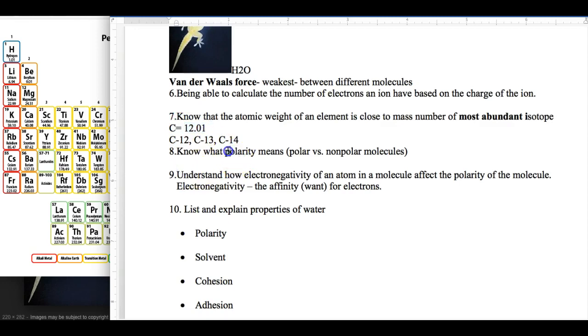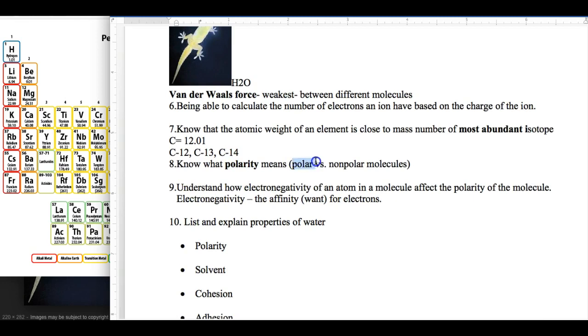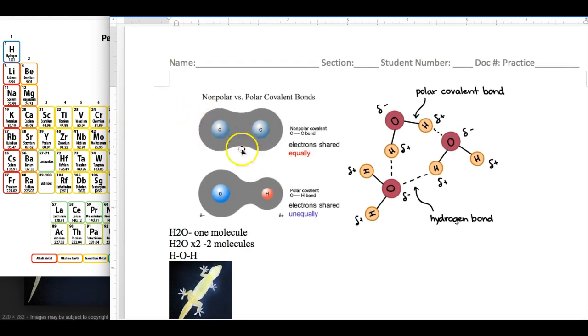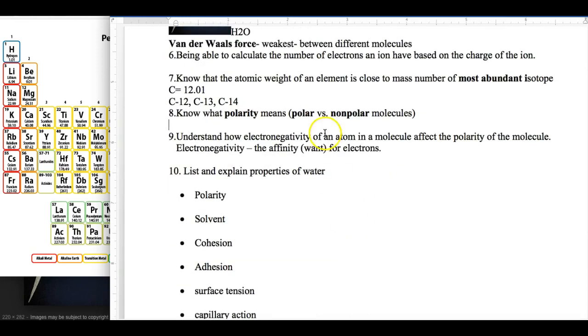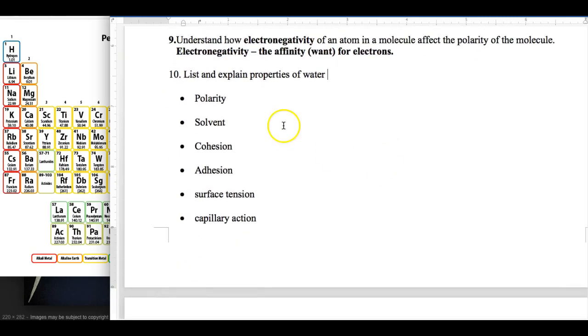Next one is polarity. We're going to talk about this. You have a polar versus nonpolar molecule. So this will be a nonpolar molecule where all the electrons are being shared equally within the bond, and then you don't have a pole, you don't have a partial positive or negative charge at any part of the molecule. However, if you have an OH bond, for example, or H2O, then you have a negative end and a positive end. That makes you a polar molecule. We talk about electronegativity, and electronegativity is how much something wants electrons. All right, now we're moving fast.